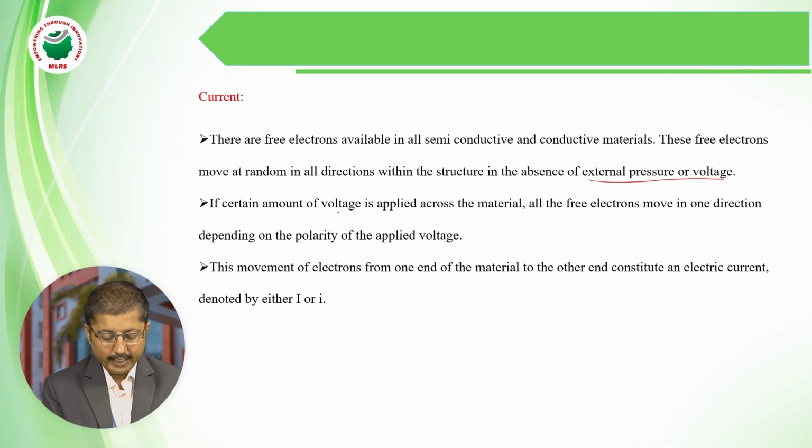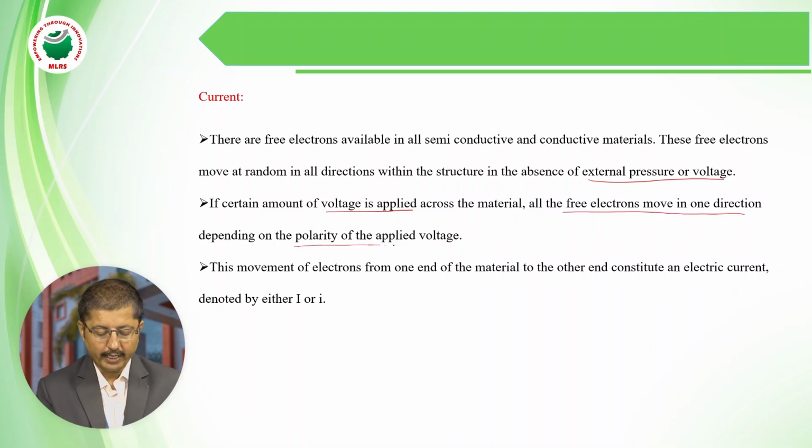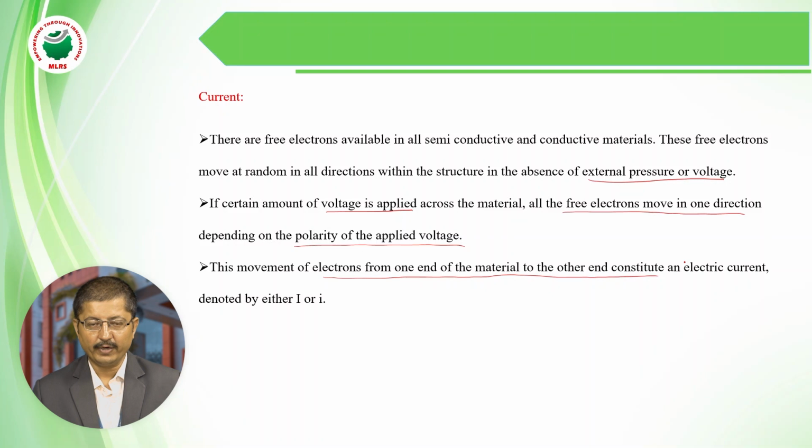If a certain amount of voltage is applied across the material, then all the free electrons move in one direction, depending upon the polarity and applied voltage. The movement of electrons from one end of the material to the other end constitutes an electric current, and it is denoted by capital I or small i.